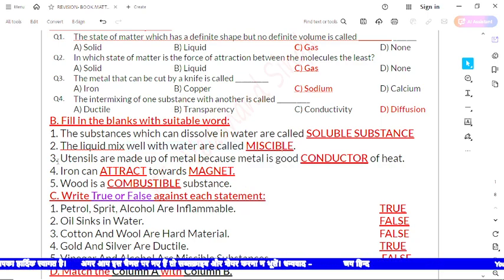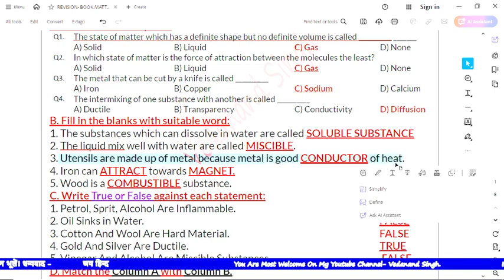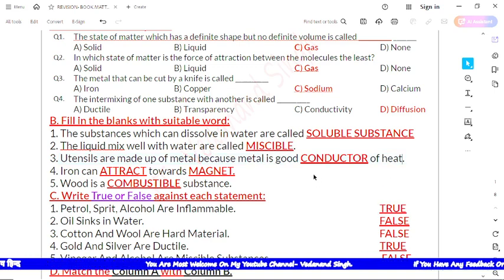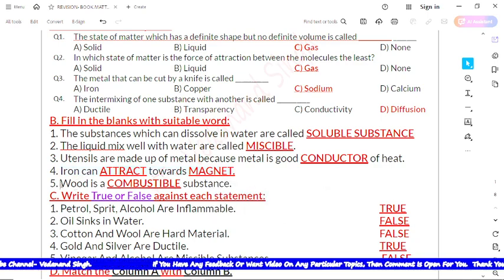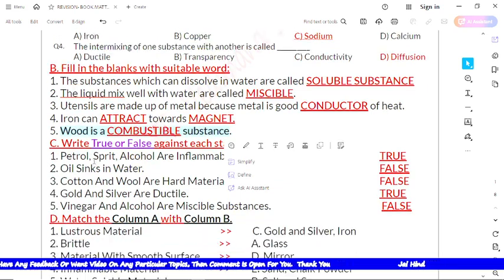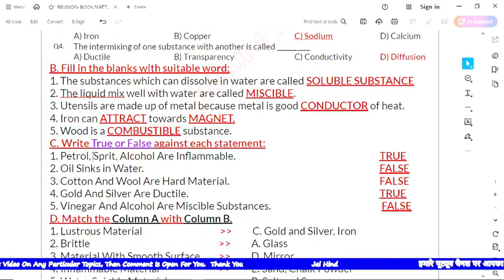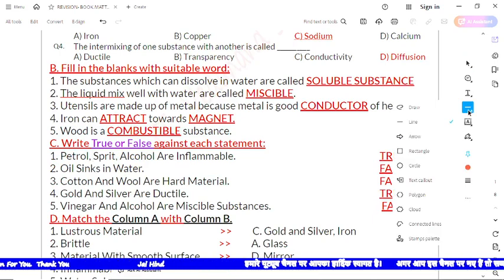Now the next question: utensils are made up of metal because metal is a good conductor of heat. Means here you have to fill up conductor of heat. Now the next question: iron can attract toward the magnet. Now the next: wood is a combustible substance. Now the next is the C part of the question. There is a true or false question here. You have to say whether the answer is true or false.